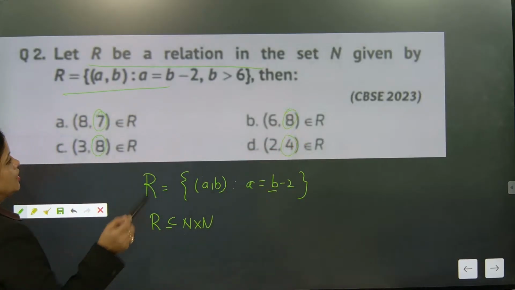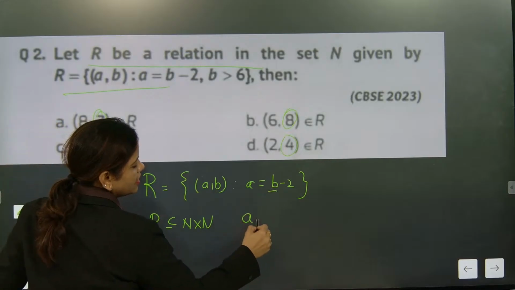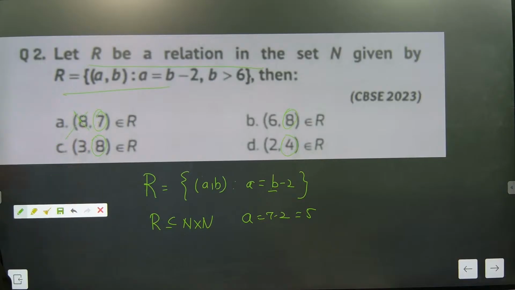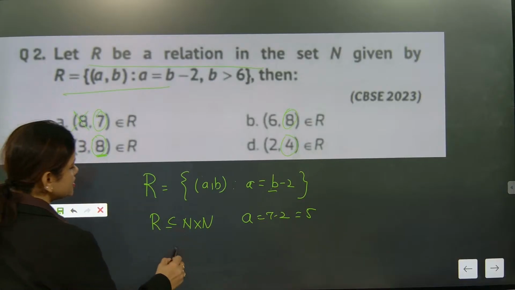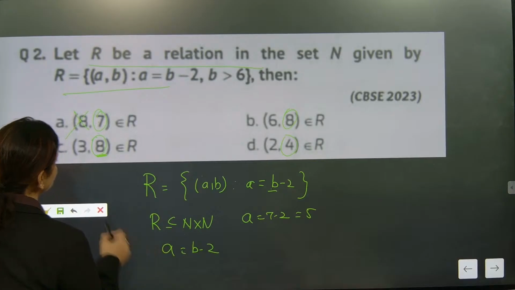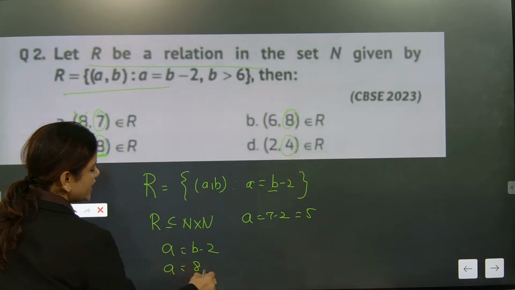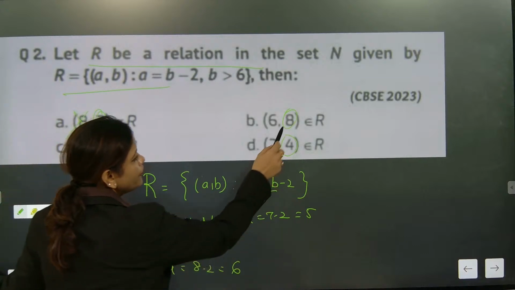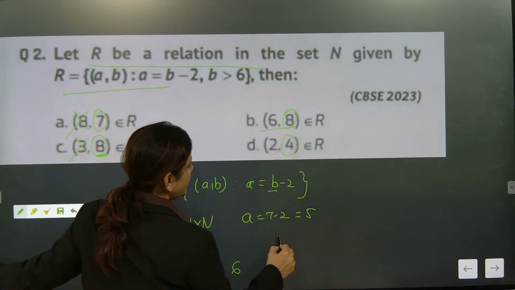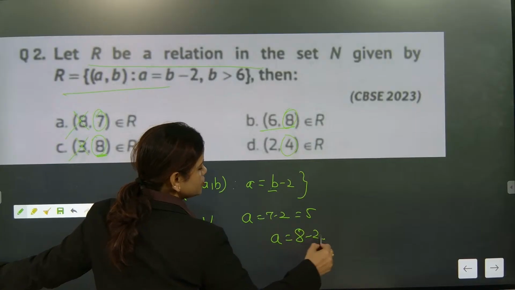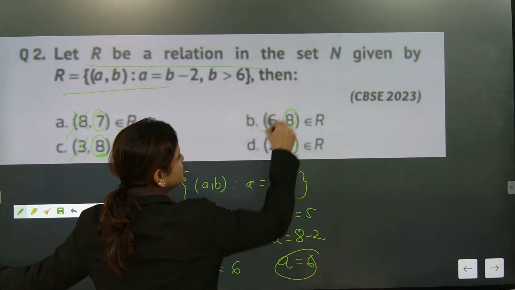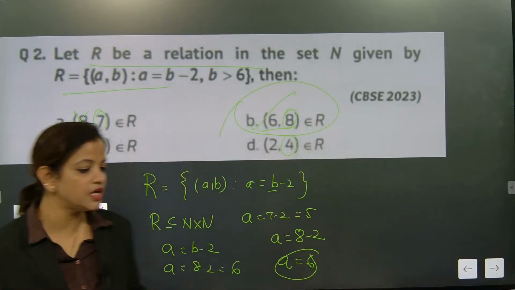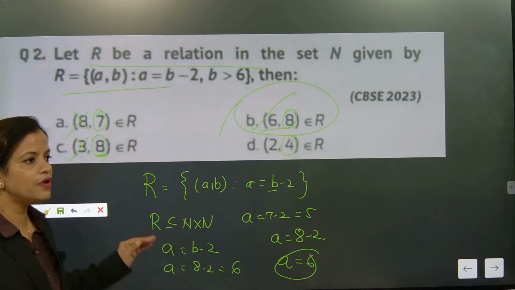To get the A value, if I put B is equal to 7 here, A is equal to 7 minus 2. What is coming? 5, but here it is not coming 5. So this is wrong. Now in this relation A is equal to B minus 2, instead of B, I am putting 8. So 8 minus 2, how much is it coming? 6. Is it 6? Yes. So A is coming as 6. So B is the answer. Just a simple substitution. Absolutely correct, Shivaranjani. Just a simple substitution and we will get the answer.